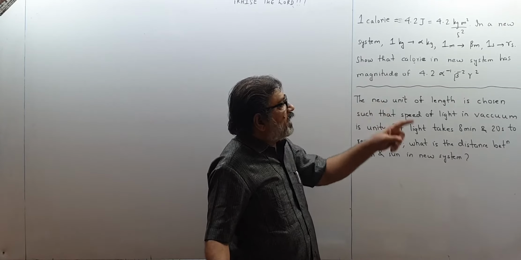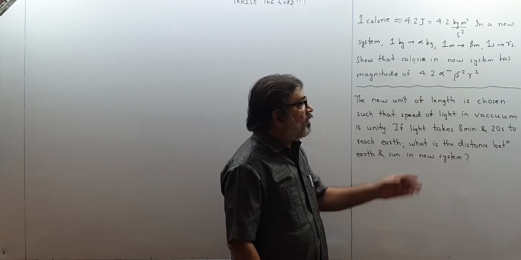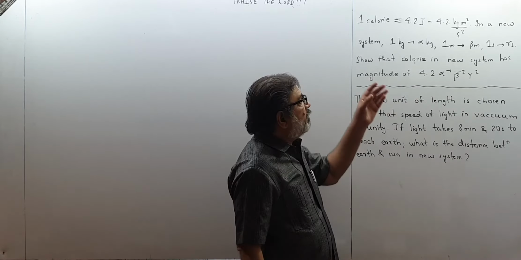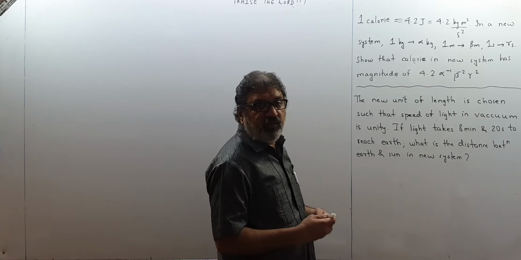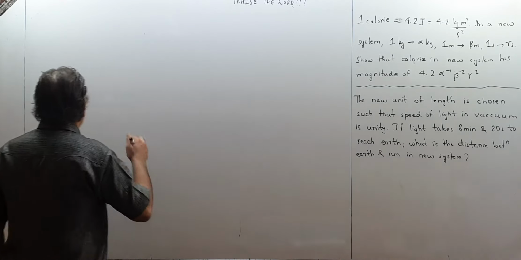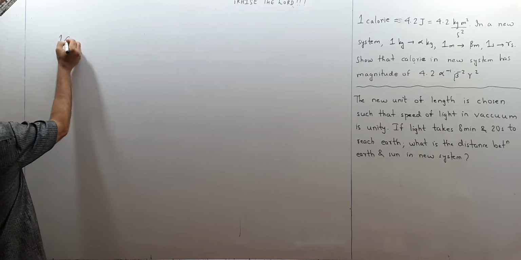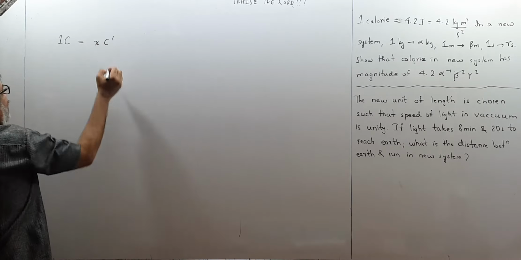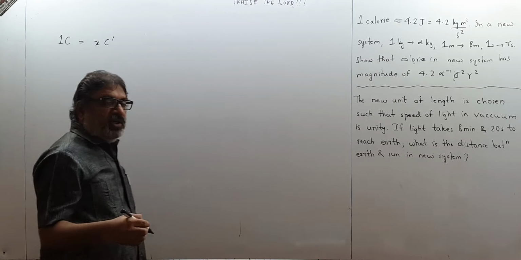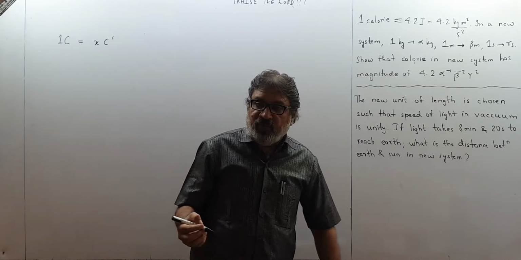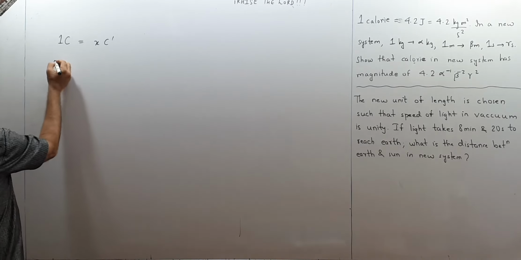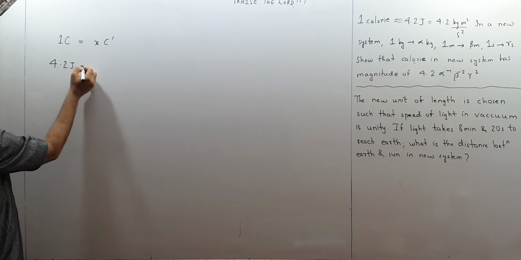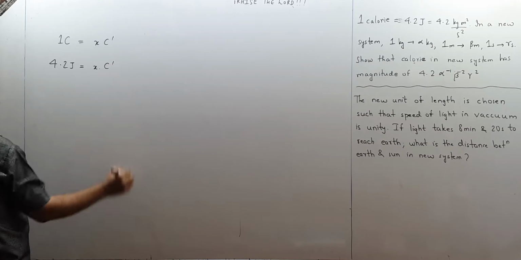So he is saying show that calorie in the new system has magnitude of this much. The calorie which was 4.2 joule has become this much in the new system that you want to prove. So supposedly 1 calorie is equal to x c dash, where c dash is the new system unit of calorie. So supposing 1 calorie is x times in the new system. So 1 calorie means 4.2 joule. So 4.2 joule will be x into c dash.